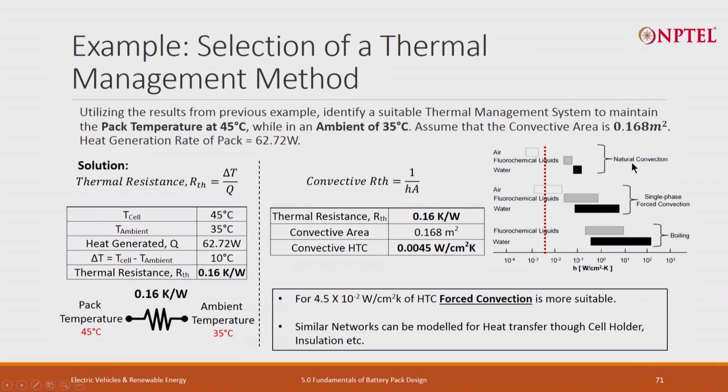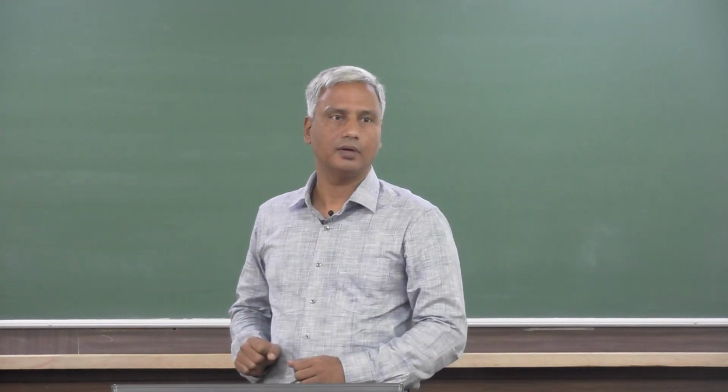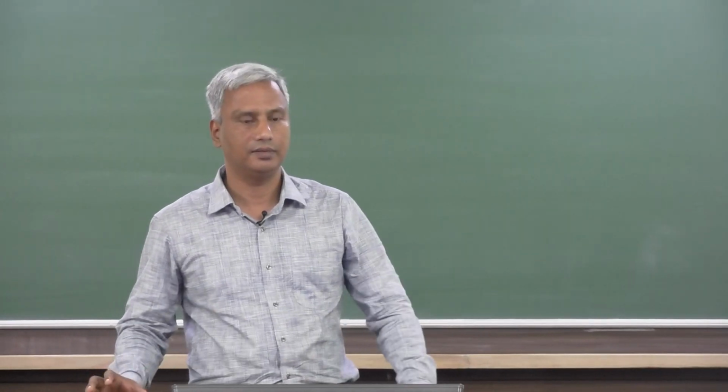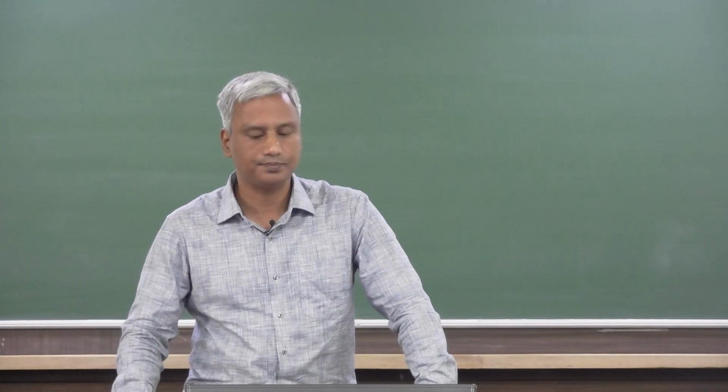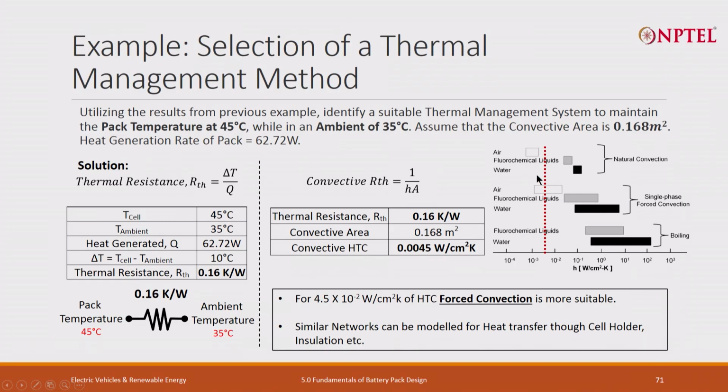I can go to natural convection using fluorochemical liquids. Fluorochemical liquids have a very high dielectric strength and are not electrically conductive, so I can utilize that. I can also utilize water, but then I have to make sure it does not come in direct contact with the electrical path.